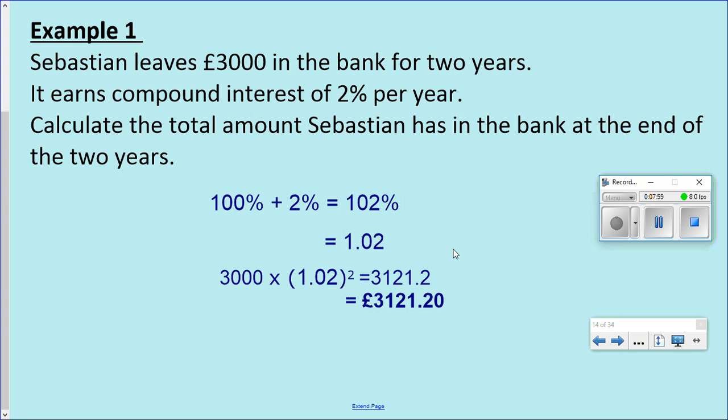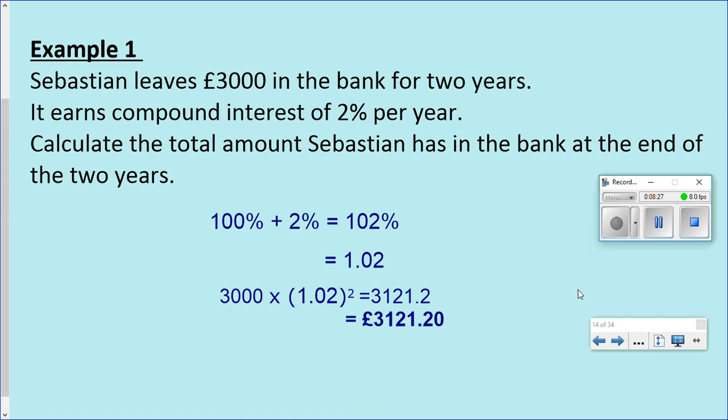3,121.2. If I leave that as my final answer, it is wrong. We have to have 2 decimal places in our answer, or else we're not following the general money rules. You wouldn't go into normal shops and have 3,121.2 pounds. It's not right. We have the 20 pence. So we have to put in our extra line there, so £3,121 and 20 pence is your final answer.